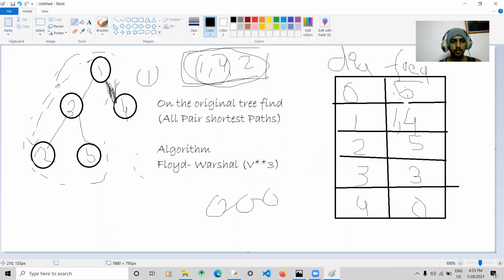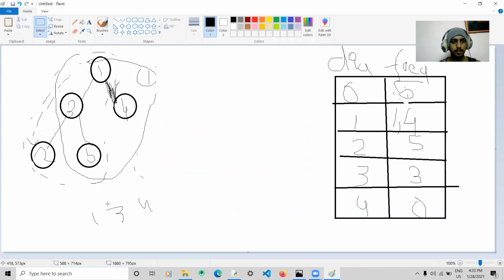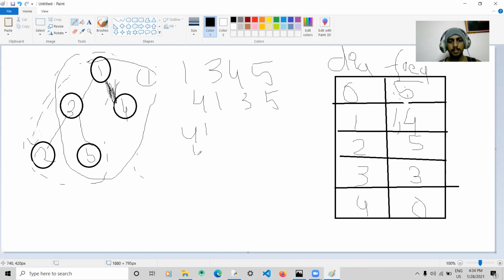So suppose you take this subset 1, 3, 4 and 5. Let me explain once. And you make all the pairs. If this is your subset, it can be in any order. Order doesn't matter. So you make pairs: 1 3, 1 4, 1 5 in the first loop iteration, 3 4, 3 5 in the second loop iteration, and 4 5, and you figure out all of their costs.